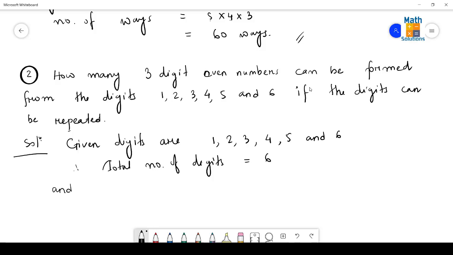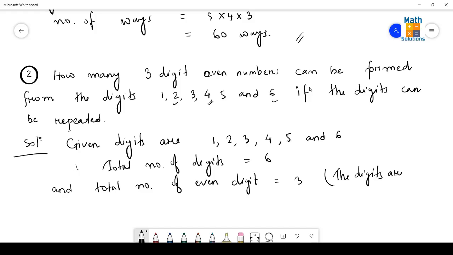And one more thing we have to write down, that is what? Total number of even digits, because this will be required for ones place. How many even digits do we have? 2, 4 and 6. It is 3. The digits are 2, 4 and 6. Yes or no?